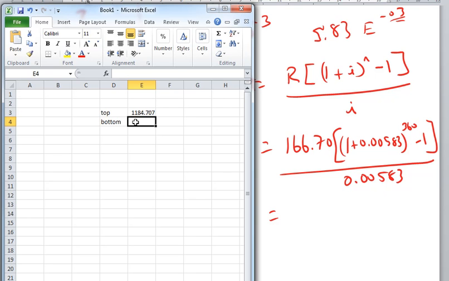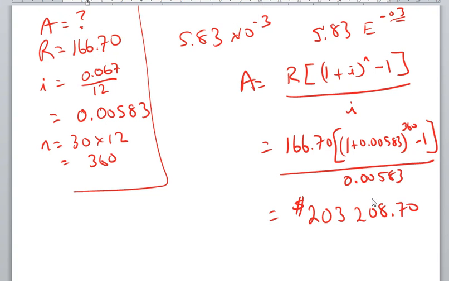The bottom was just 0.00583, and then we can do the answer if you want, equals, click on the top divided by the bottom, and we get $203,208.70. So then you could do a final statement there: she will have $203,208.70 when she retires.